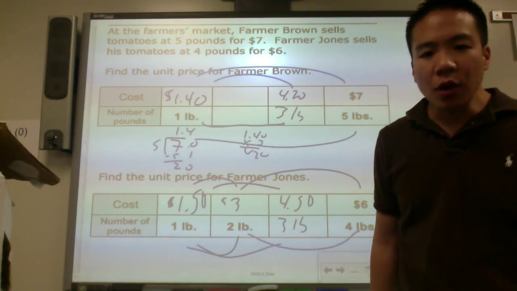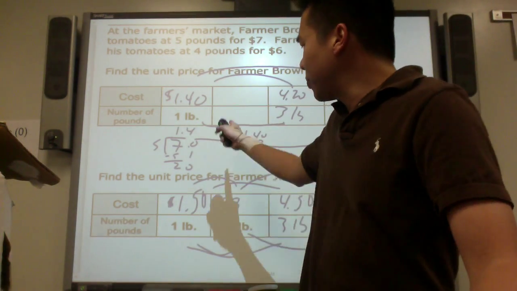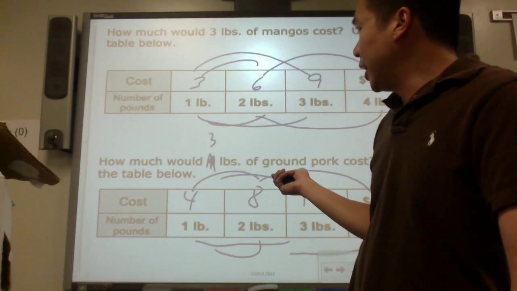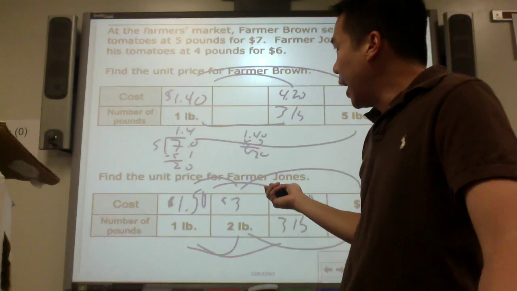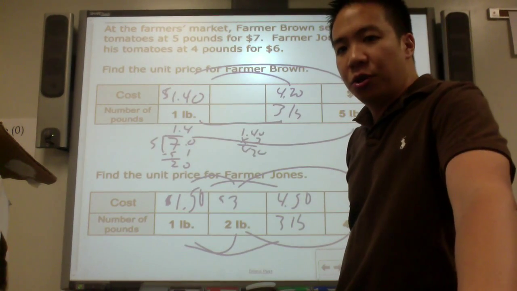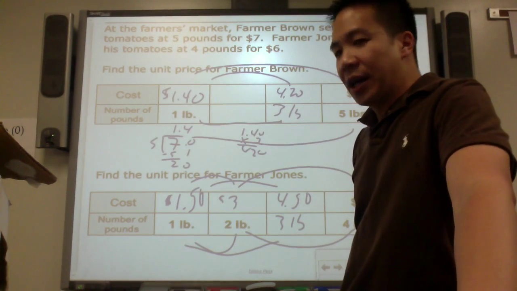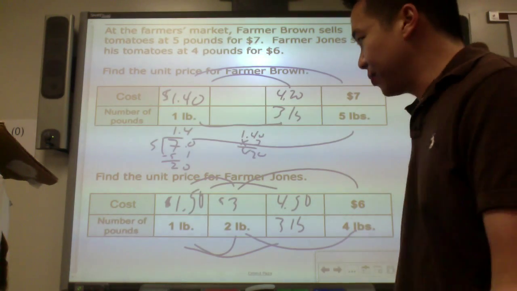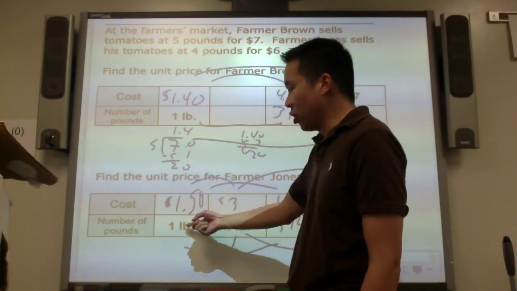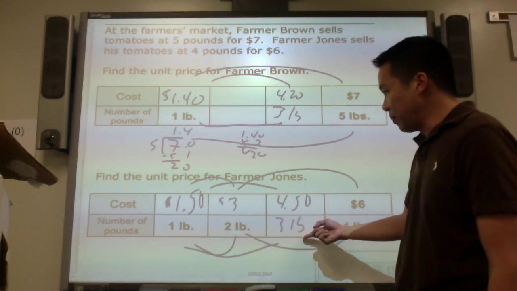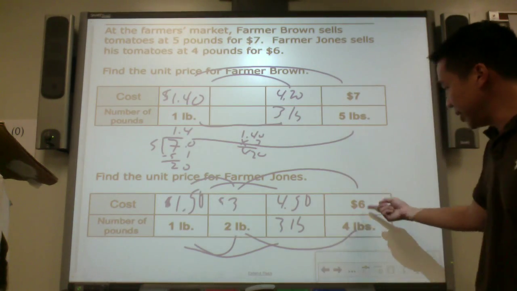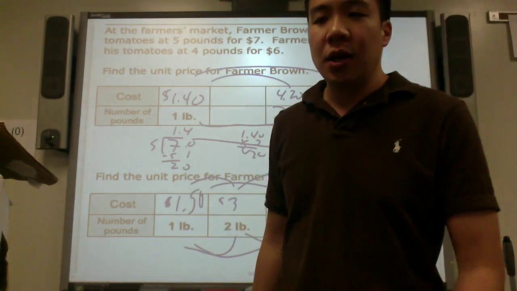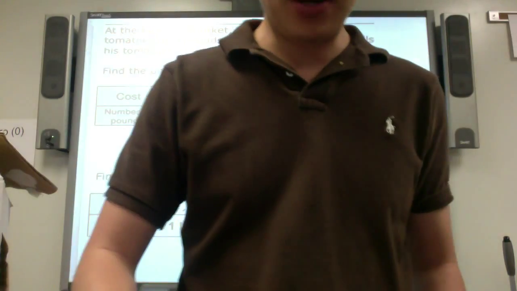So what are rates? You're comparing two different types of quantities. Here we did cost in pounds. Here we did cost in ounces. And then through it, you can find other types of equivalent rates. For example, $1.50 costs 1 pound. 3 pounds would cost $4.50. Quadruple it, $6 costs 4 pounds. Or you can break it down. So rates, comparing two quantities.